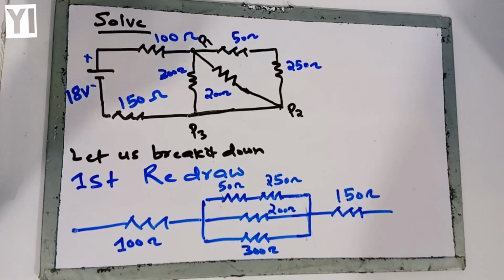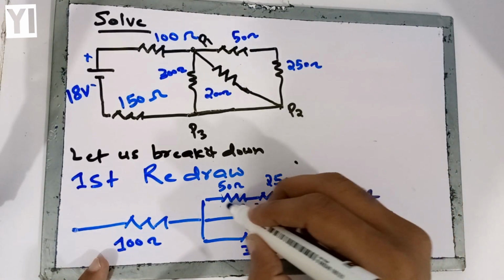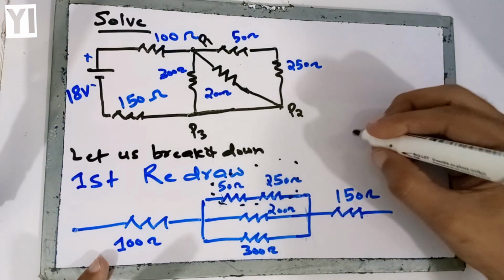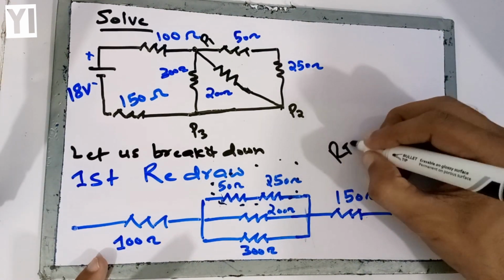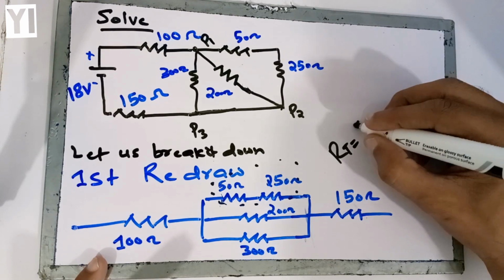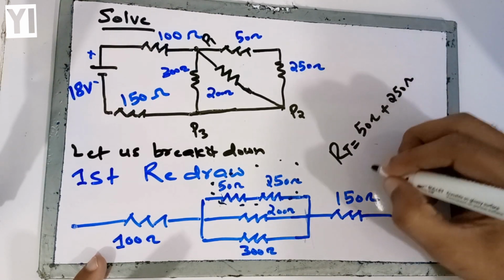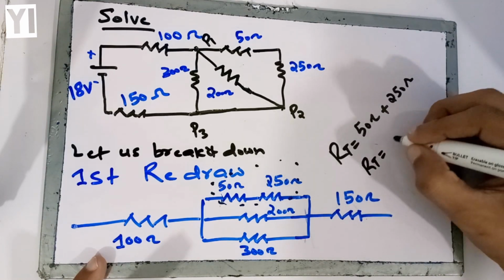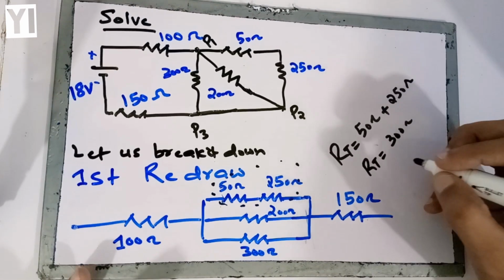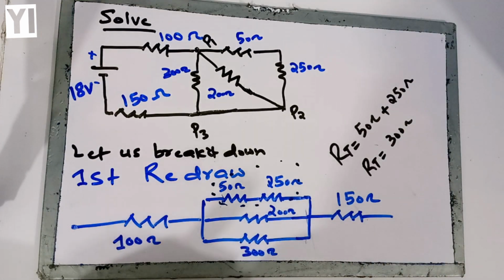Okay, so first of all students, what we will solve: this 50 and 250 are in series. So we know that the RT will be 50 ohm plus 250 ohm, so that RT will be 300 ohm. So the new resistor that will replace these two resistors will be of 300 ohm. Now let me break it down in the second redraw.